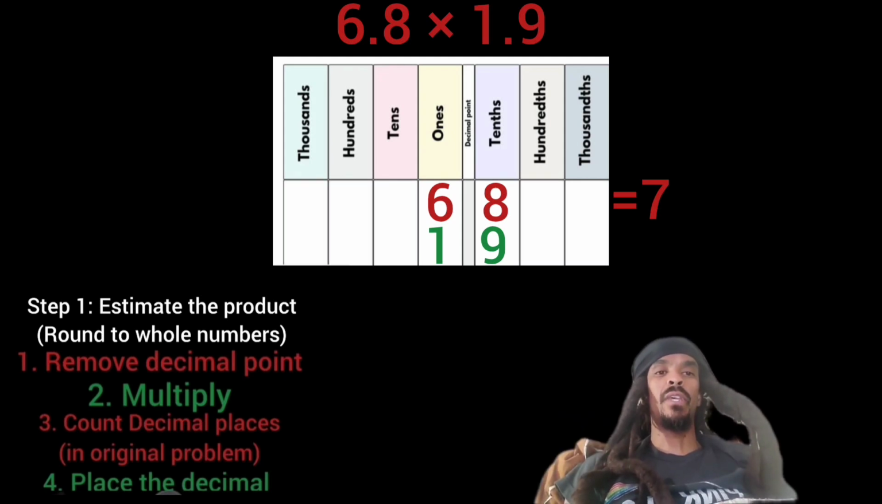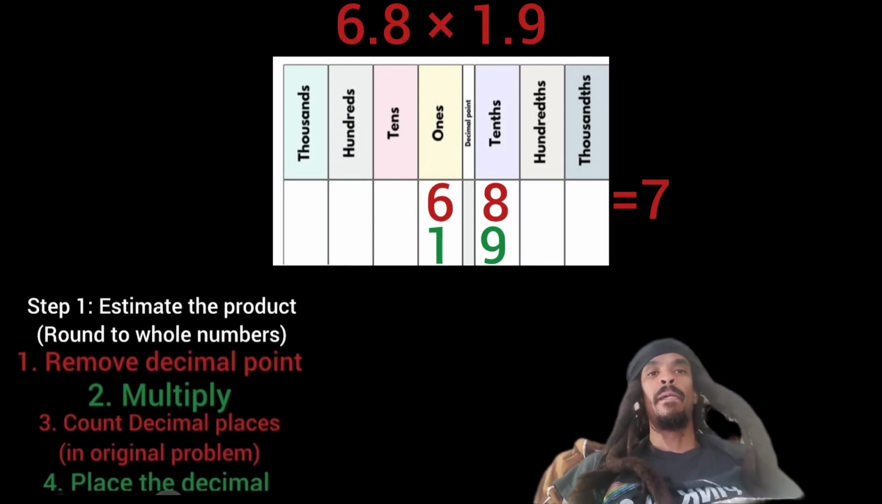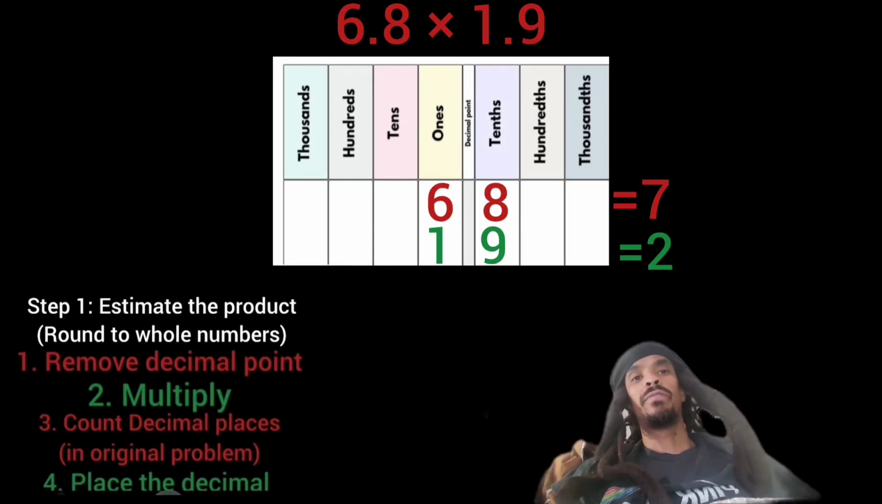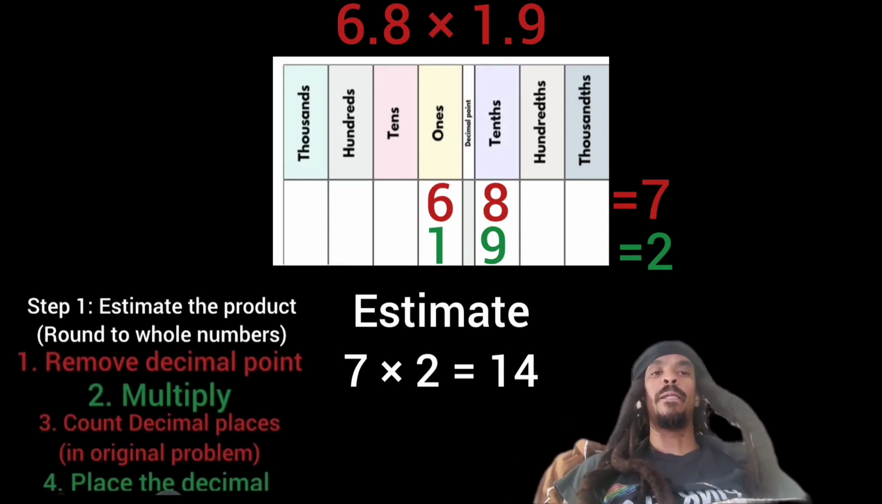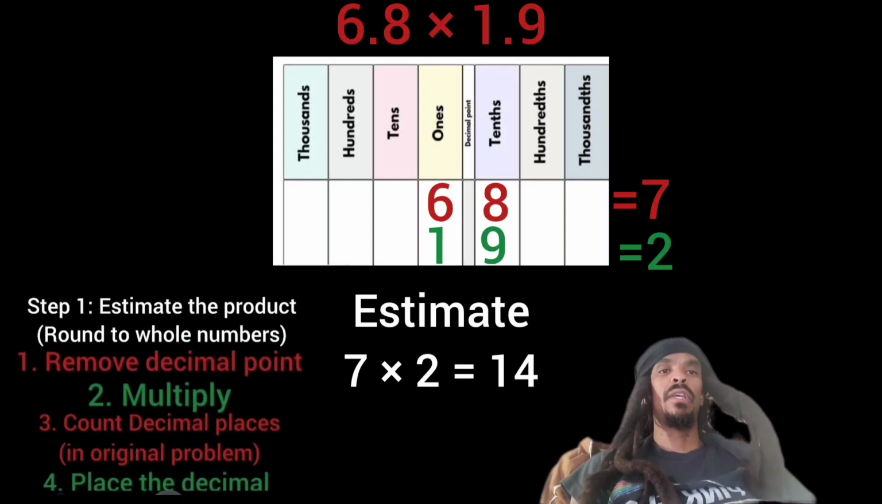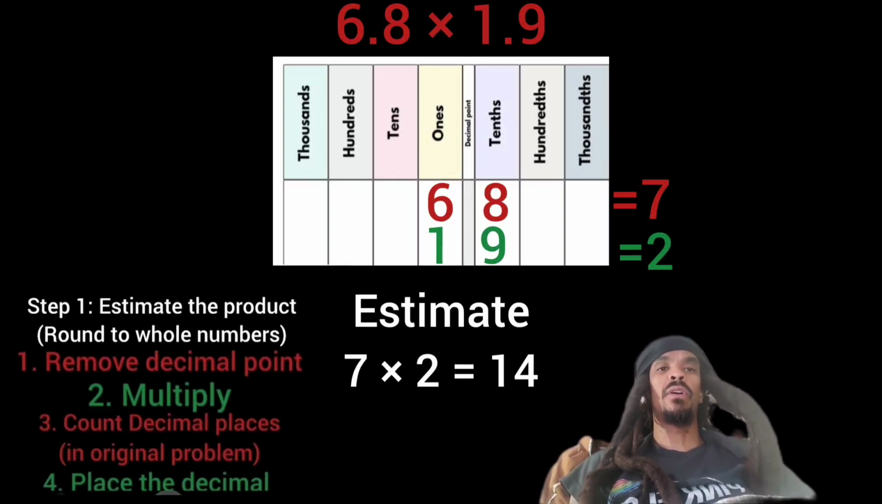Okay? Now let's look at 1 and 9/10. We're going to do the same thing. There's a 1 in our ones place, so either that 1 is going to rest at 1 or rise to 2. When we look, there's a 9 in the tenths place, which is larger than 5, which means it's going to soar to 2. So now we have 7 times 2 equals 14. Our estimation is that our answer has to be somewhere around 14, and that's going to help us determine if our answer is correct after we place our decimal.